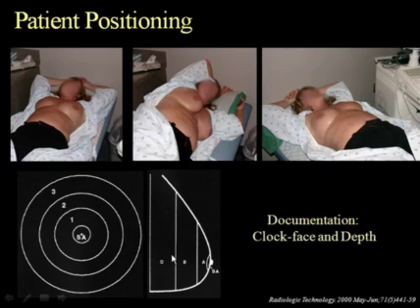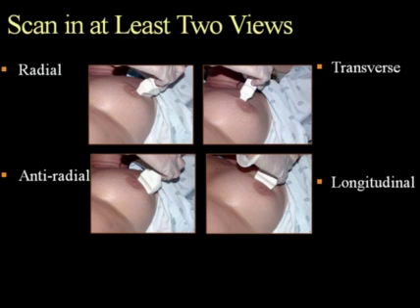We have to use every modality available to us in order to be able to document where an abnormality is seen in the breast. When you scan with ultrasound, you have to scan at least two views, whether you use the radial or anti-radial approach or the transverse or longitudinal approach. You have to document how you're scanning and take appropriate images.